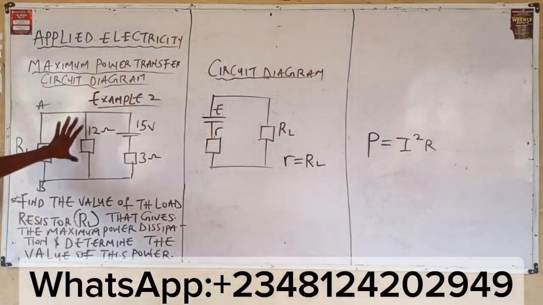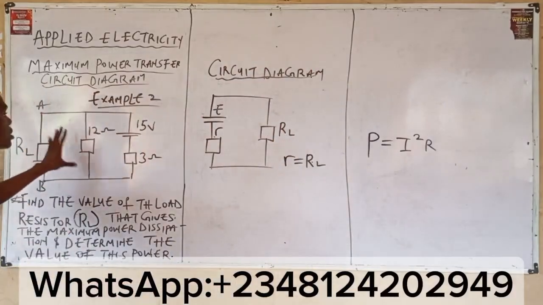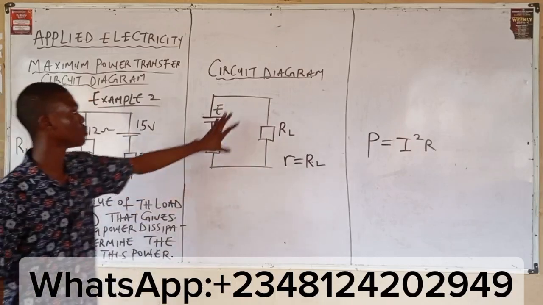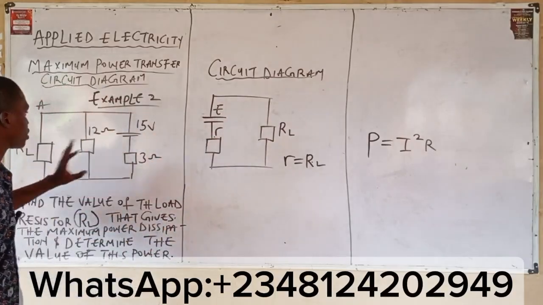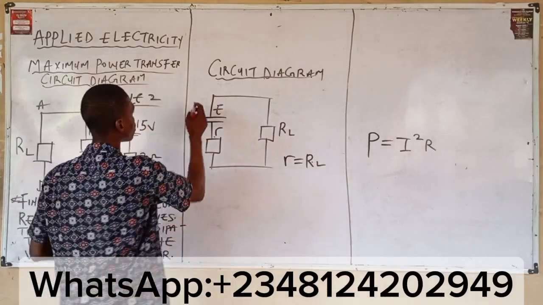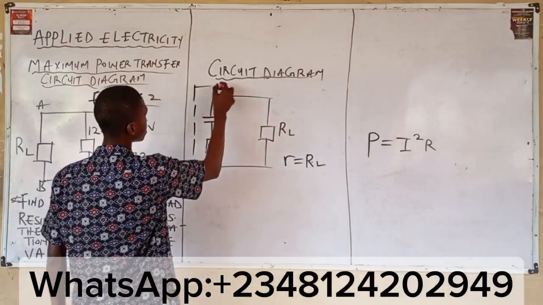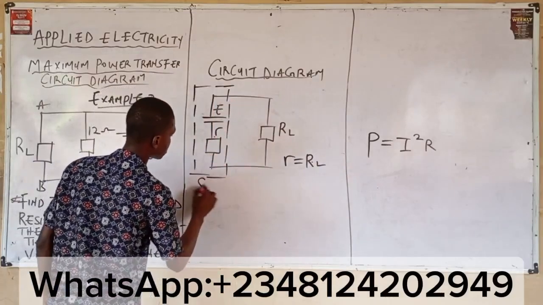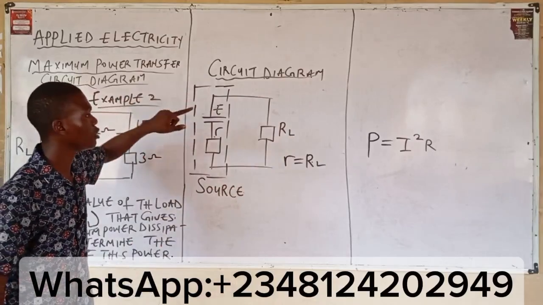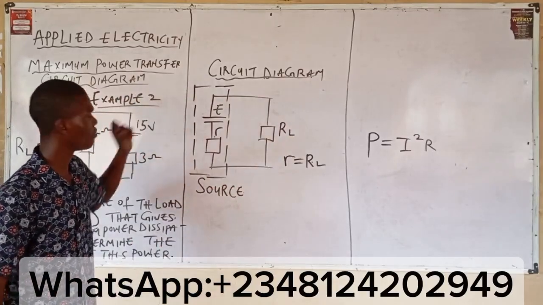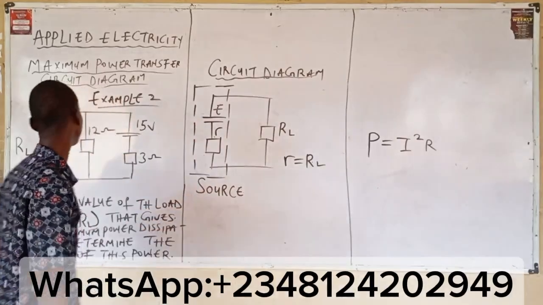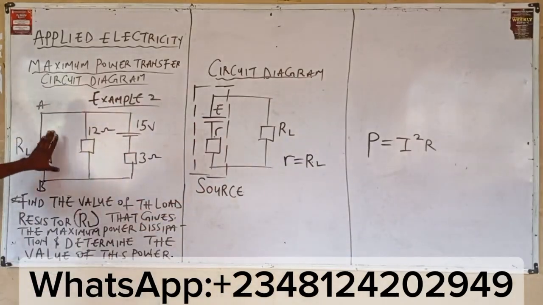Now, what it means is that given this circuit, I must reduce it to something of this nature. Say this is our source. From this circuit, I want to know the value of the cell of this source, and I want to know the value of the internal resistance of this source.